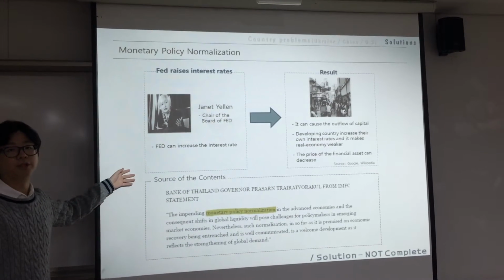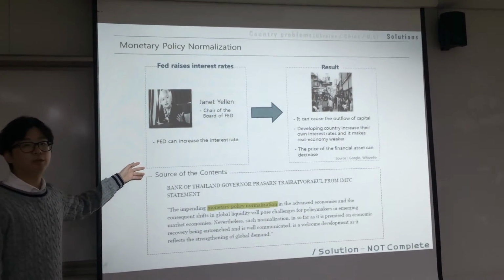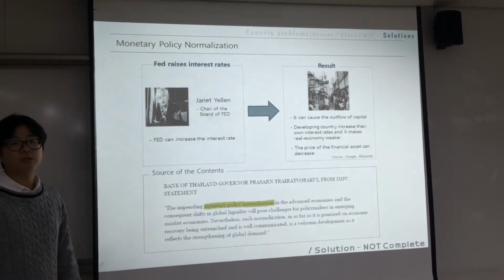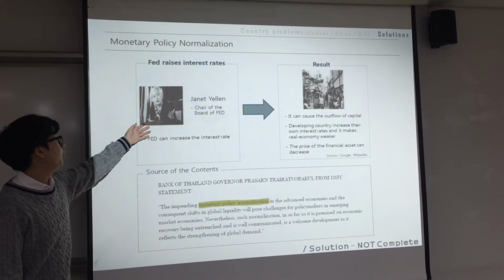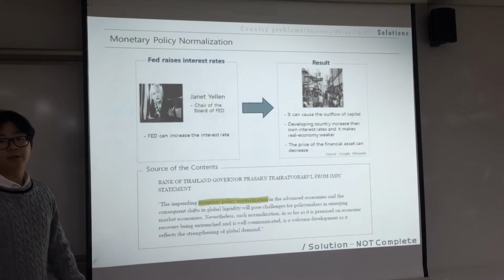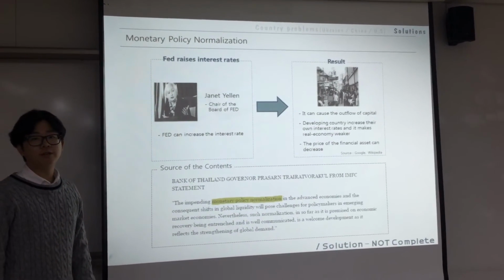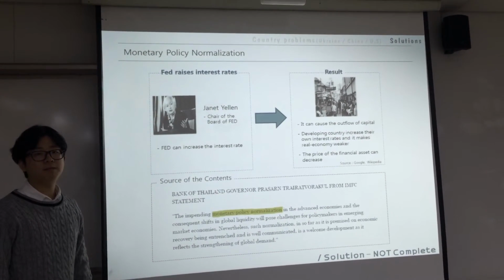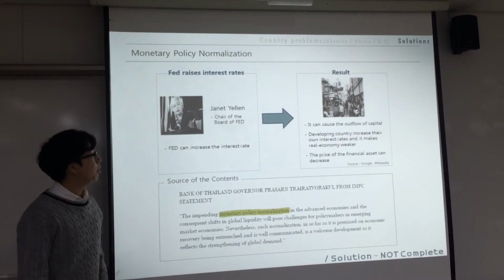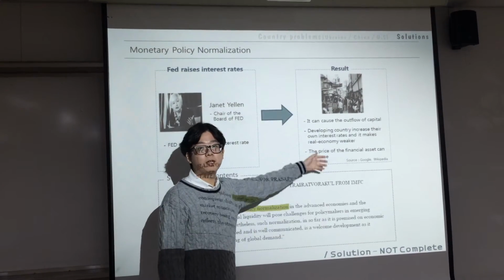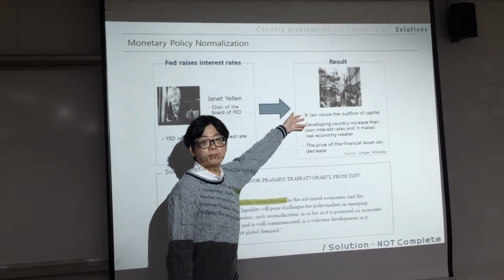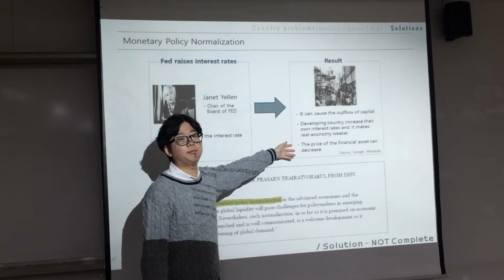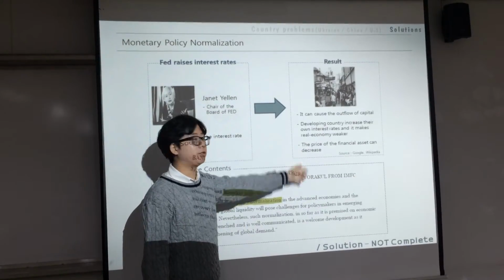This is another solution. This solution is called monetary policy normalization. Janet Yellen, the chair of the Federal Reserve Board, argued this idea, but it is also not complete. It can make problems in developing countries. Monetary policy normalization can cause the outflow of capital, weaken the real economy, and make the price of financial assets decrease in developing countries.